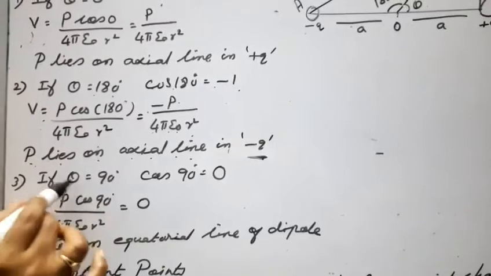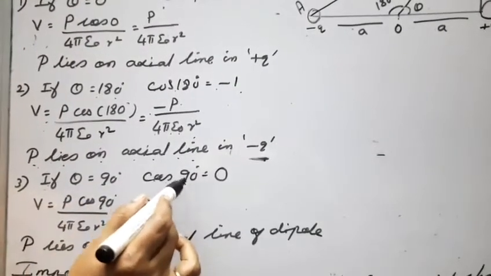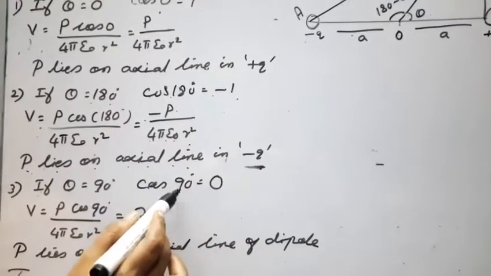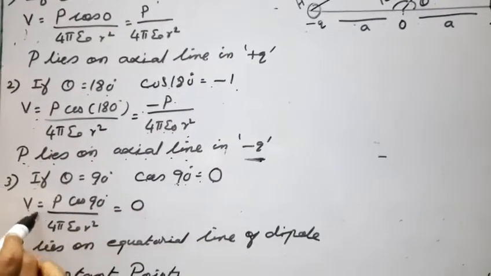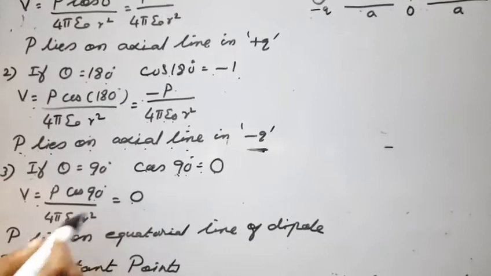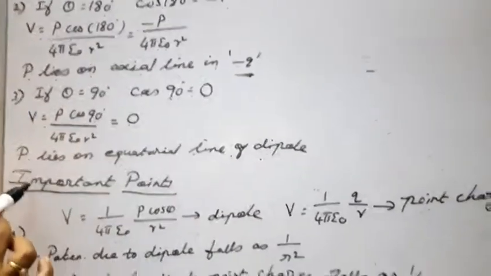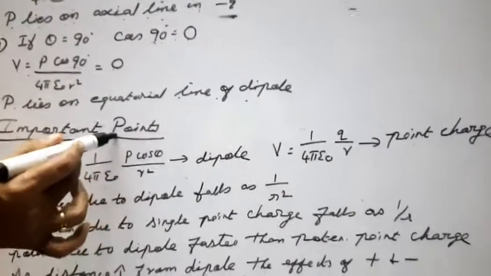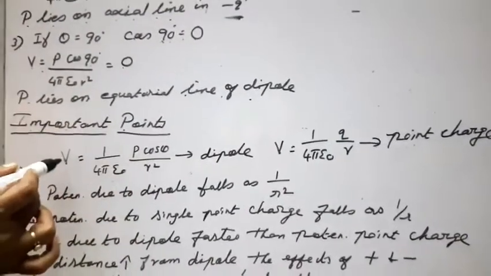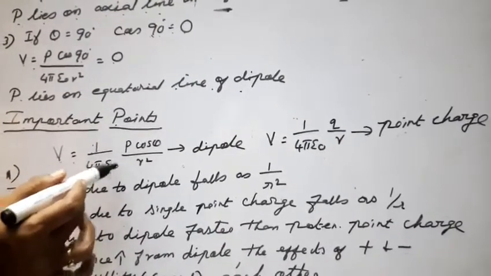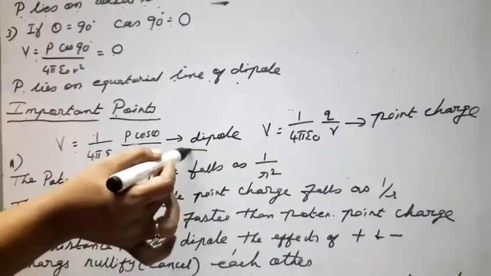And third one, theta value is 90, that is P is in this position, which means it is the equatorial line. Therefore cos 90 equal to 0, therefore V value is 0. The P lies on the equatorial line of the electric dipole. Next, some important points we have to discuss. First, dipole total potential V equal to 1 by 4 pi epsilon naught, p cos theta by r square.